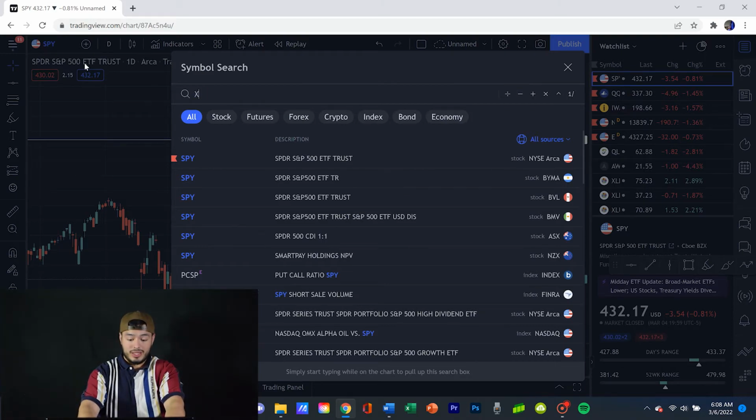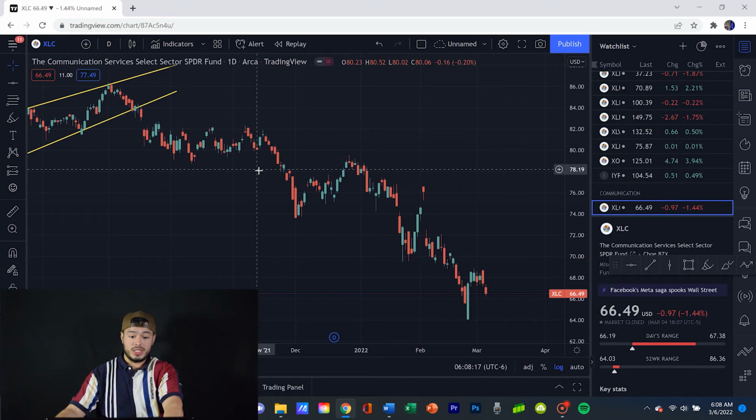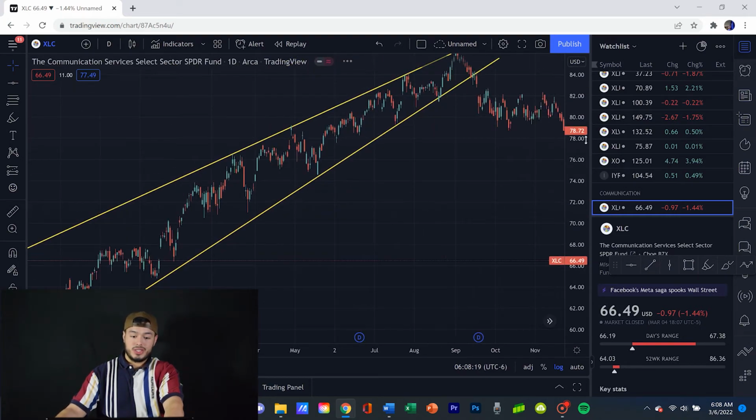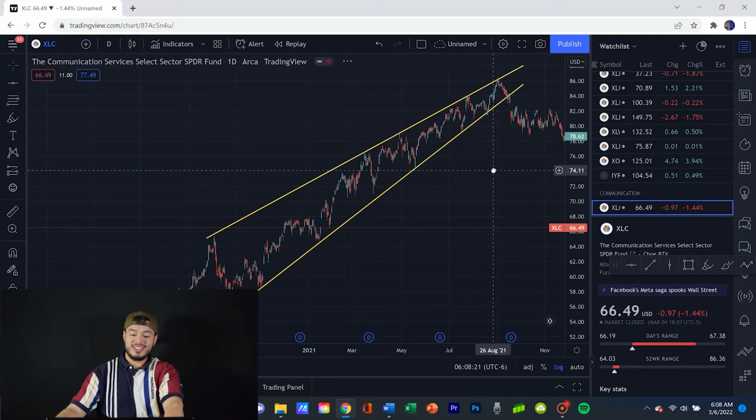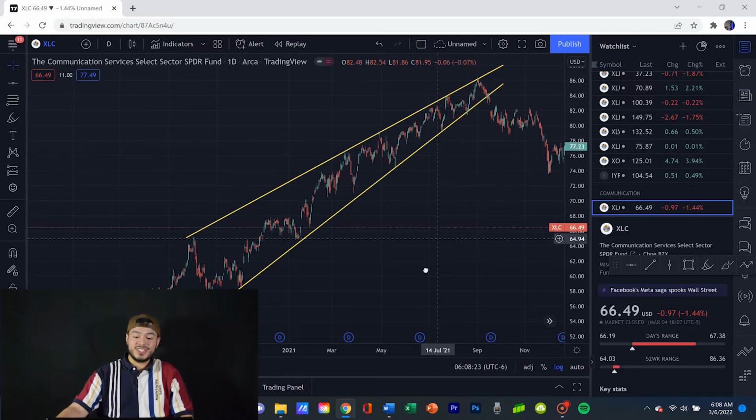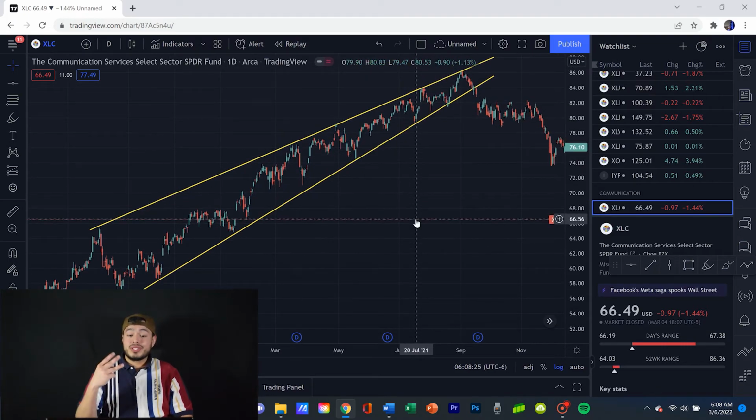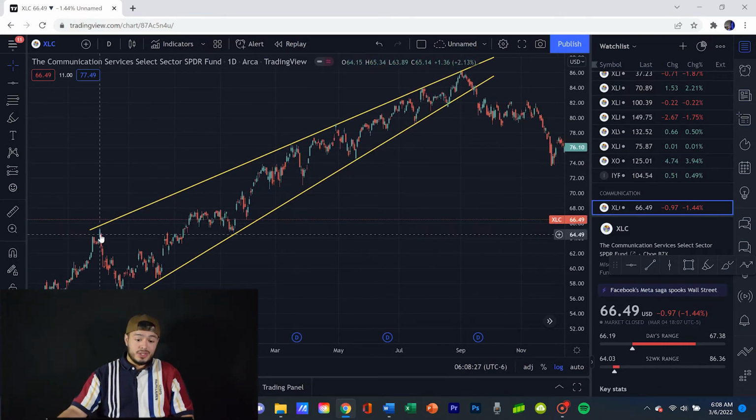So let's go ahead and look at XLC. I already have the trend channel, I guess you call it, drawn out. And again, we want 3 points of contact, so we look at the top trend line, 1. You can count this as 2, but technically I'll just count this as 2 and 3. So I'm going to mark that off. 1, 2, 3.